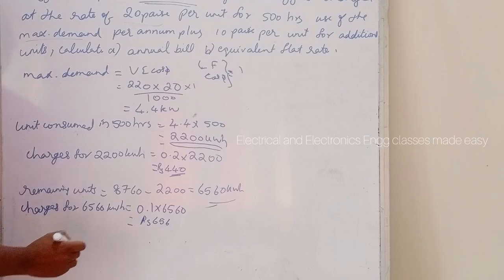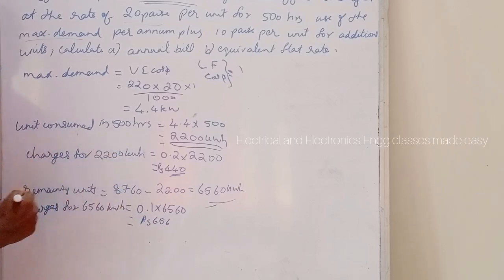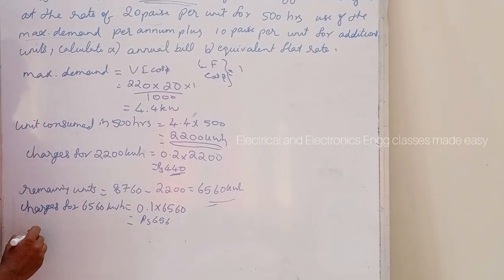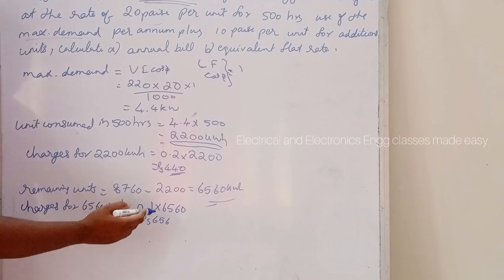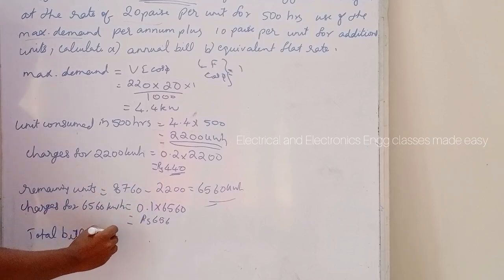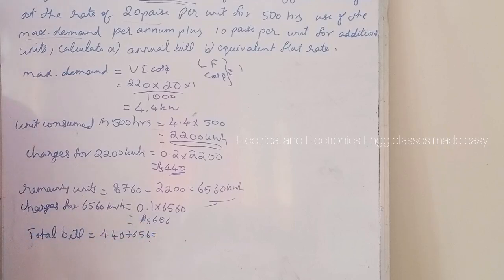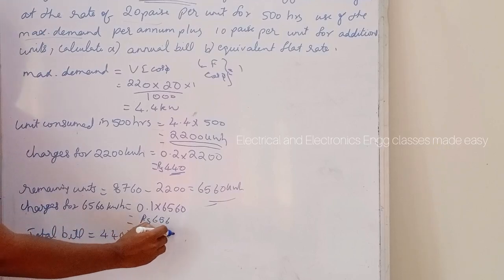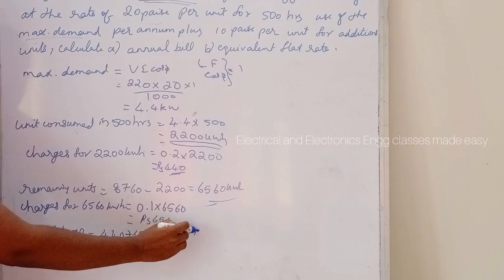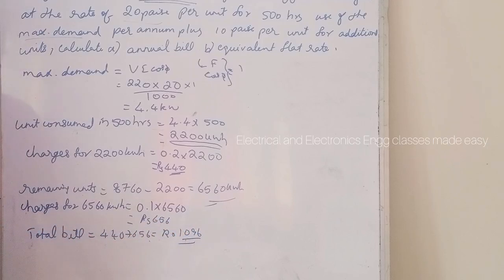Now what will be the total bill? So total bill is equal to 440 plus 656, and that is equal to rupees 1096. So this is the total bill.